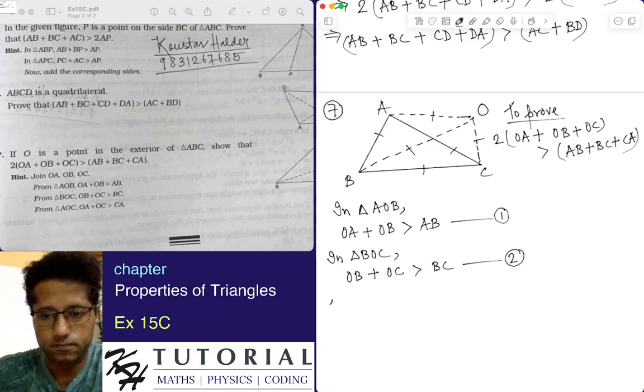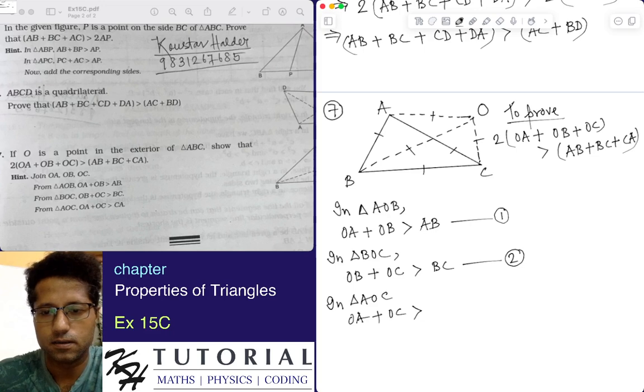So we have triangle AOB, triangle BOC, and in triangle AOC we will have OA plus OC is greater than AC. This is triangle inequality 3.